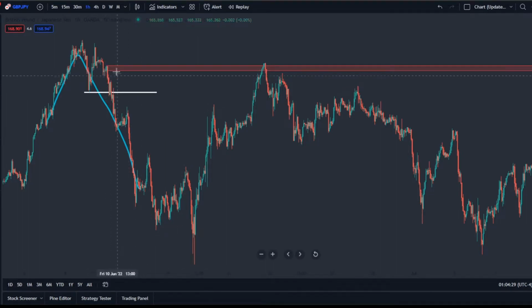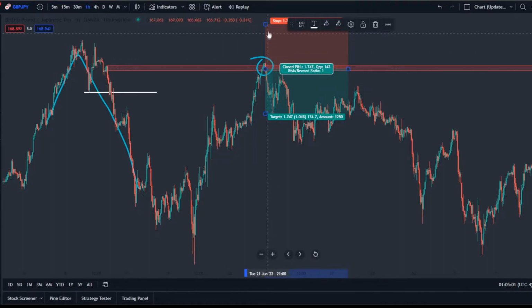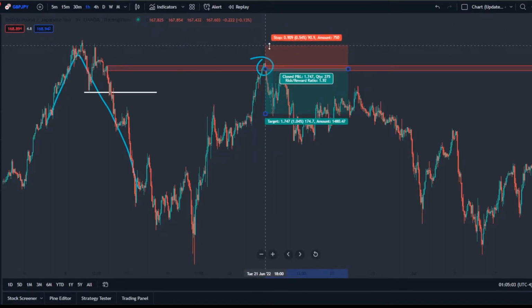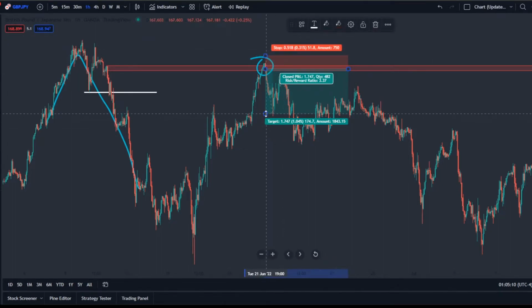So we need to wait for the price to reach this area again. We wait and we wait and we wait, and then eventually we reach this area again. The price closes with a bearish engulfing candle. So this is where I would place my short position. I open the position here, place my stop loss slightly above this high, and then I would try to identify the areas where I would place my take profit.